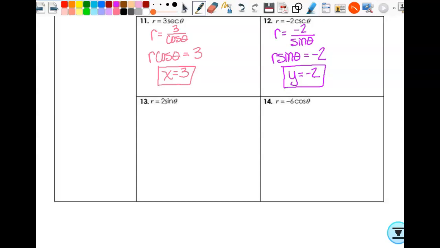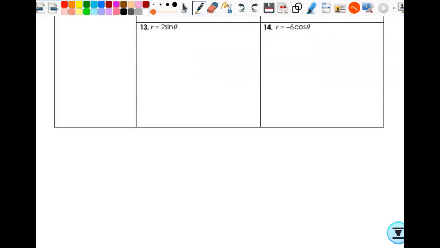If I replace r with the square root of x squared plus y squared, I have the same issue. I still have a theta. If I divide both sides by sine, I will have r over sine theta instead of r sine theta. So there's not really a way for me to manipulate that easily like I did up here. So instead, when you have that situation, we're going to multiply both sides by r.